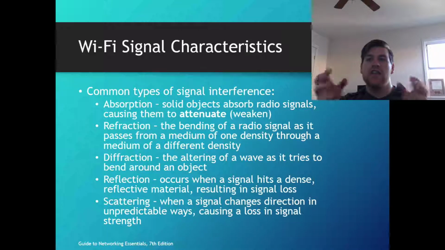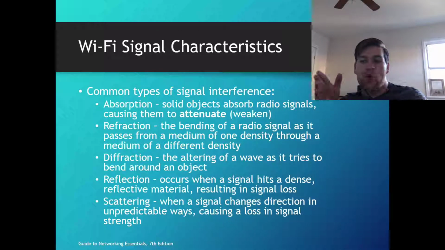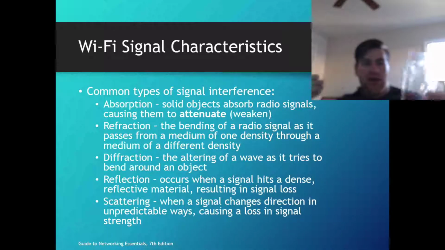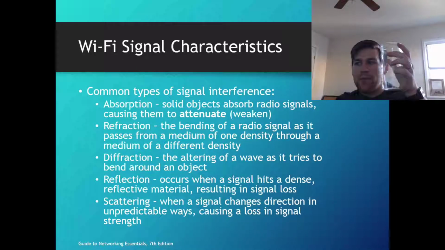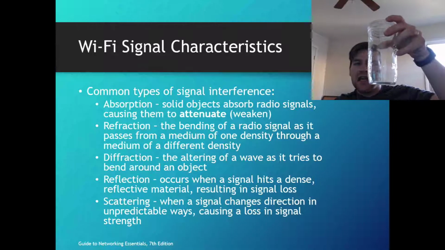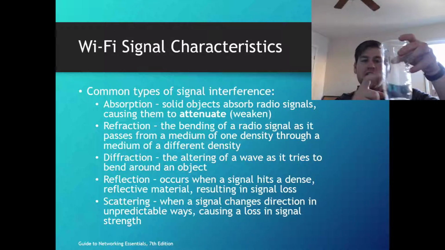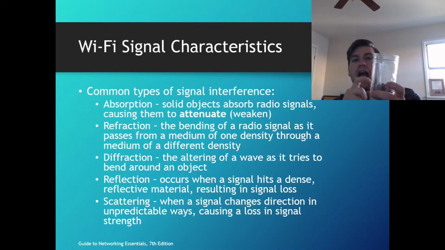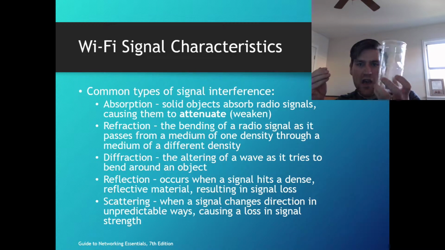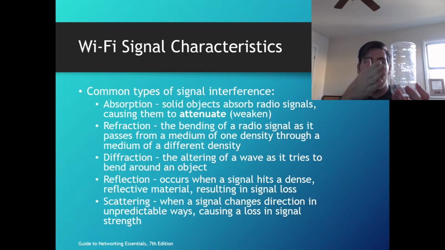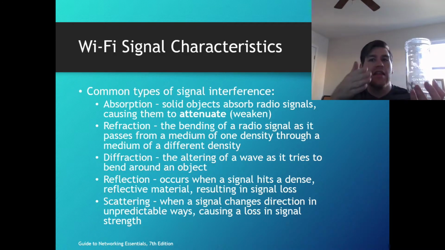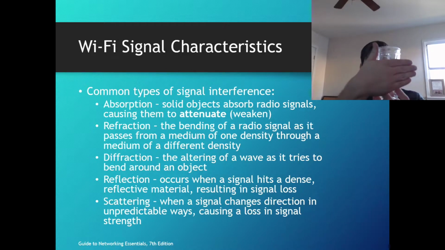So diffraction is the altering of waves as they try to bend around an object. Let's suppose this is a solid object that radio waves cannot pass through, like a lead brick. Lead is a very high density metal that radio waves cannot penetrate. So they would hit the object and bend instead of passing through it. They would diffract by hitting it and bouncing around it, having to go over it.